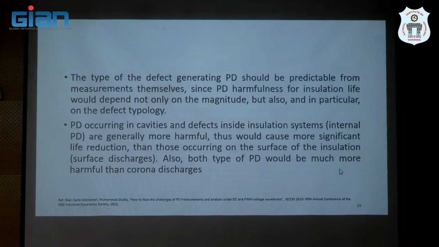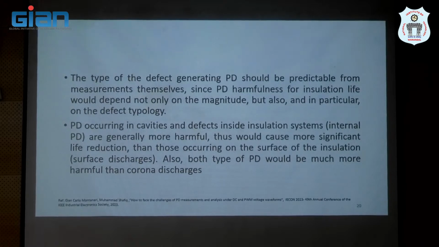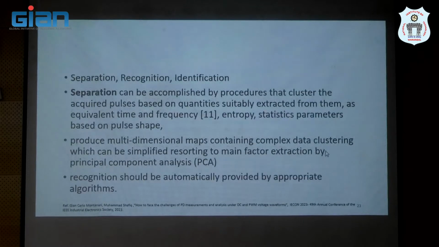So you can see here, as I told, based on the different types of defects, the magnitude also depends. So corona discharge may have less magnitude, surface discharge still higher magnitude, and internal discharge still higher magnitudes. Based on the defects it depends.